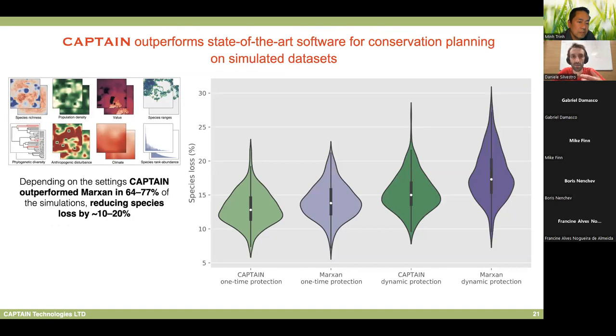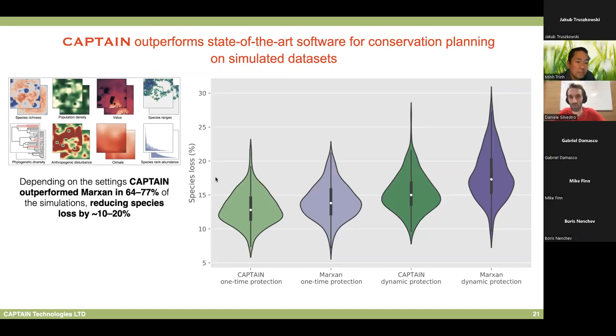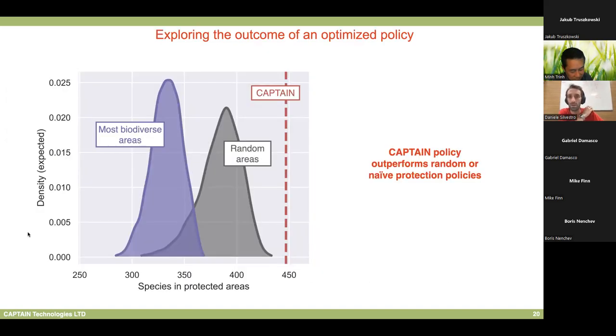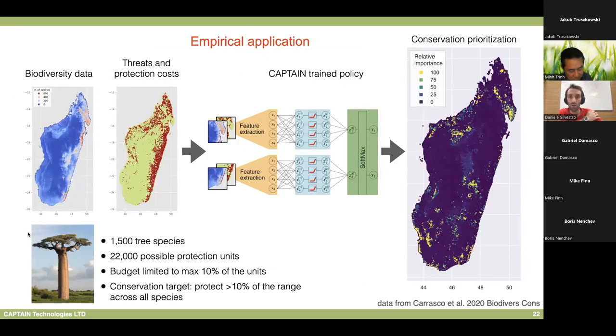We benchmark this framework against the state-of-the-art software for conservation planning, which is called Marxan. So this is another software that is not based on AI. And we saw with simulations that our framework outperforms Marxan in most of our simulations, and it reduces species loss at the end of the simulation by 10–20%. We also, once we train a model, can then use it with empirical data.